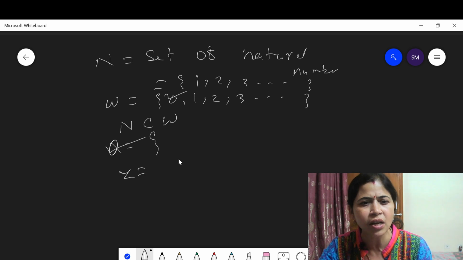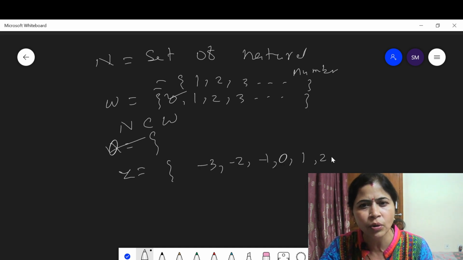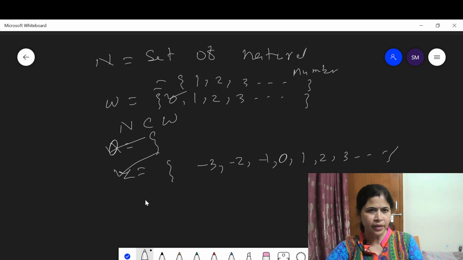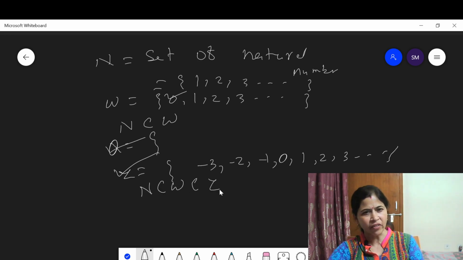Z is the set of integers, which contains negative integers and positive integers: -1, 0, 1, 2, 3. In this way, Z is the set of integers. Look here: N is a subset of W, and W is also a subset of Z. Z also contains the whole number set W.